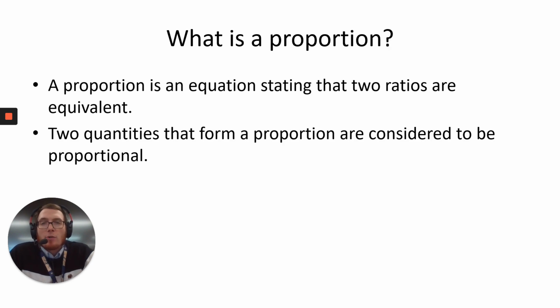Okay, so a proportion is an equation, so an equation has an equal sign, where two ratios or rates are equal to one another. You may also hear that two quantities are proportional. Okay, that means that they form a proportion or their fractions or ratios would be the same.